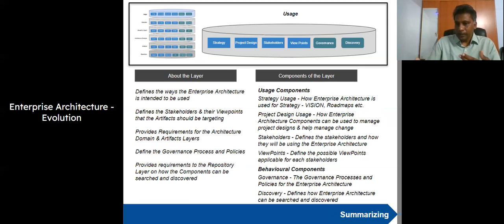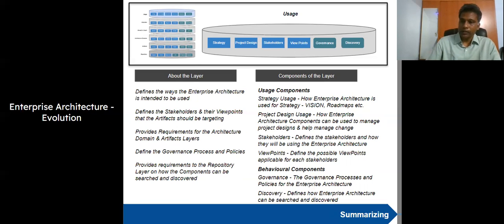On an ongoing basis, how are we going to manage the changes in the enterprise itself? It could be business processes, new products coming in, compliance changes, whatever it is. When a project comes in, how are we going to use the enterprise architecture to help us design the project? That's another important aspect. So we need to define in what types of projects we're going to use it and how we are going to use it.